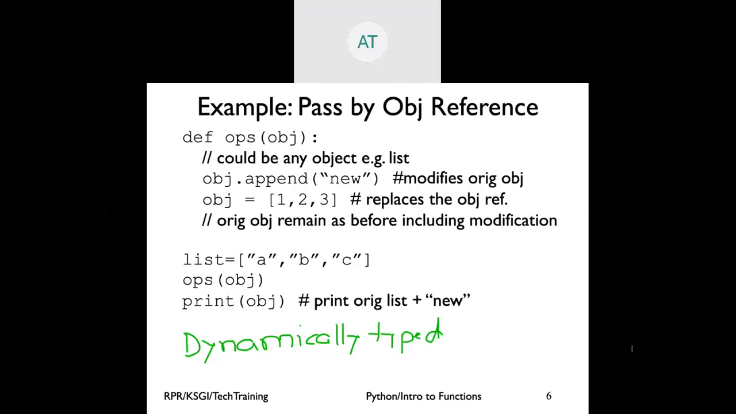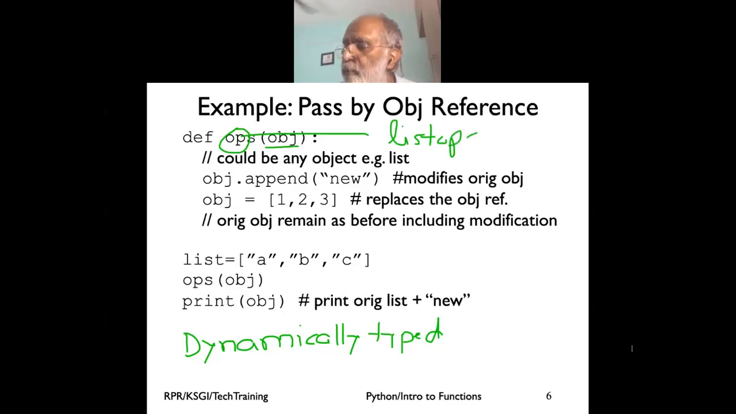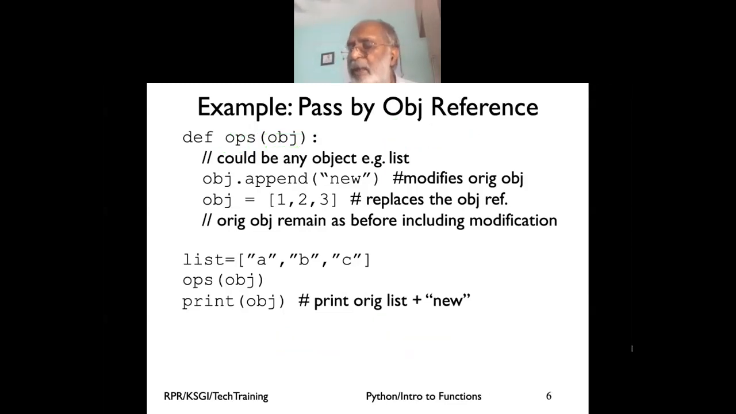So what does the ops function do? It's some name I have given, for some operation I want to perform. It's a bad name. I can say list operation because I'm assuming this obj is some list variable. So ideally the name should have been, let's say, list operation, but I'll give you some name there. Take an object, assume the object to be a list, and I'm appending a new element to it.